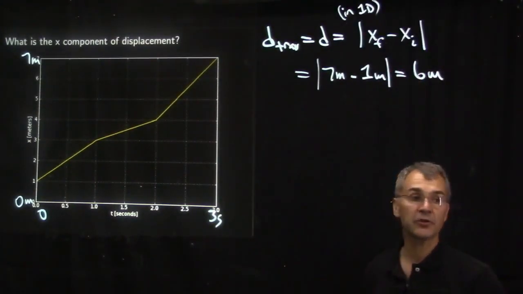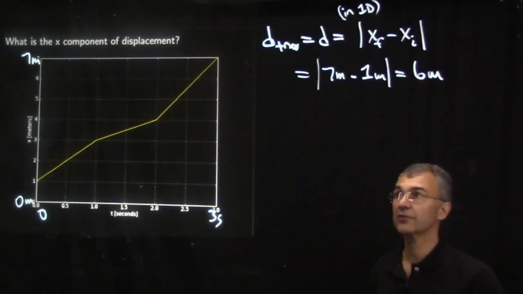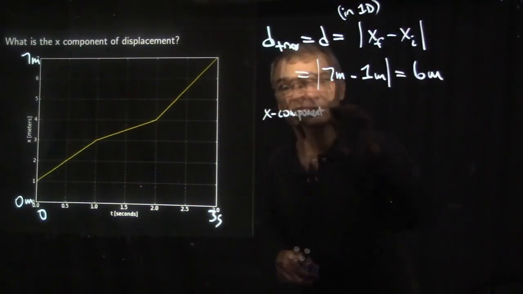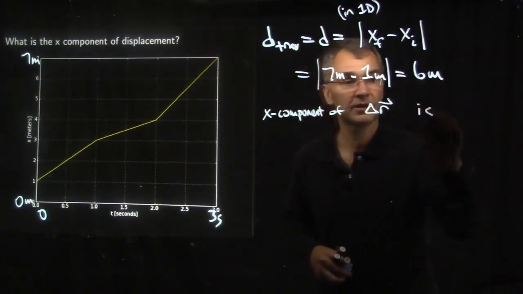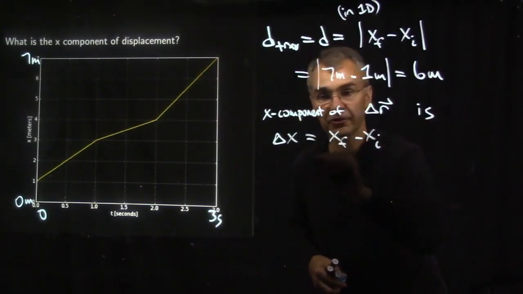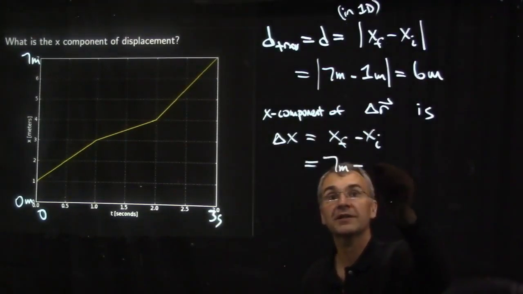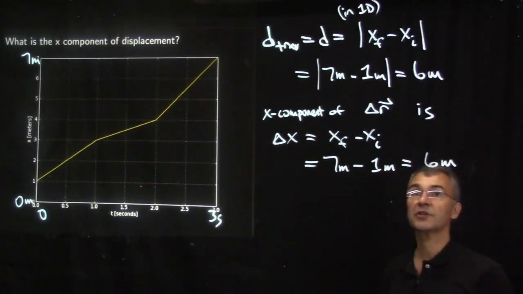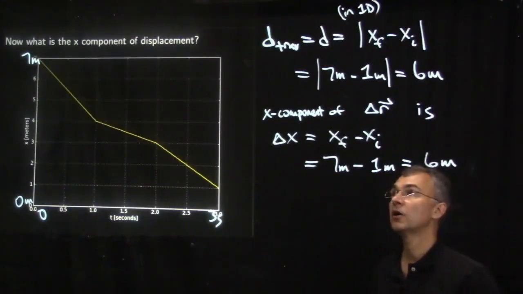What is the x component of displacement from 0 seconds to 3 seconds? The x component of displacement is the x component of delta r, which is displacement, is delta x, which equals x final minus x initial, which is 7 meters minus 1 meter, which is 6 meters. So I guess the x component of displacement is 6 meters.